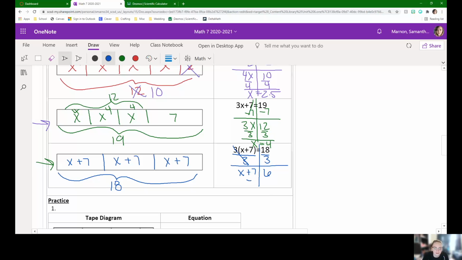Now we can subtract 7 on both sides. And now we need to remember our work with integers. We have 6 minus 7. That will tell us that X equals negative 1.